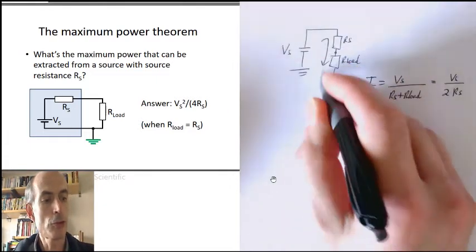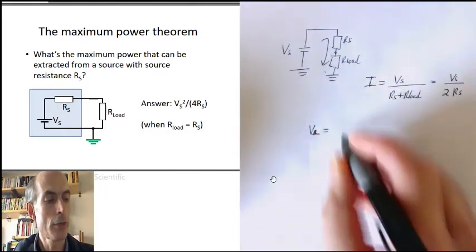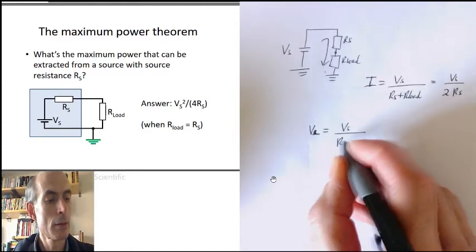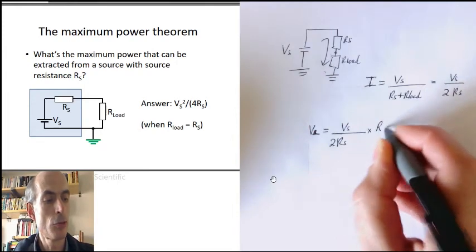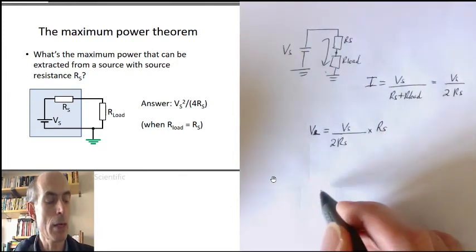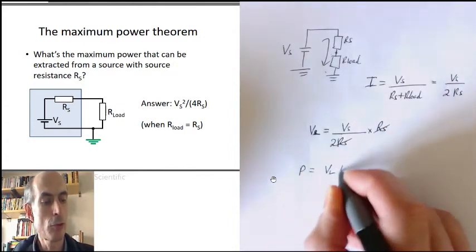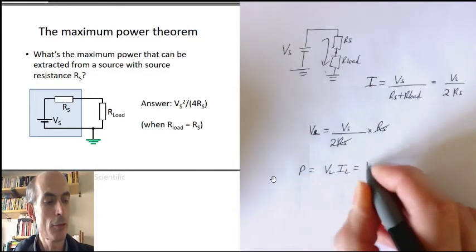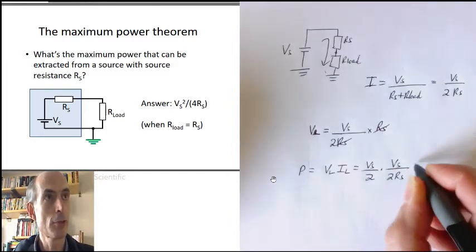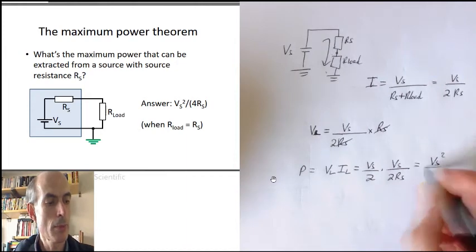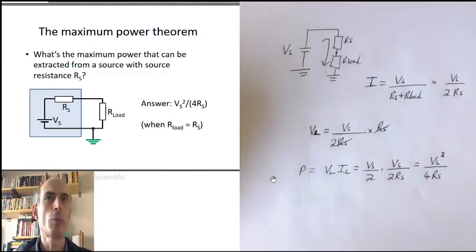The voltage across R load, call it VL, is the current through the load multiplied by the load resistance, which is just equal to Rs for maximum power. So, the power, which is the voltage across the load times the current through the load, is just Vs over 2 times Vs over 2 times Rs. That's just equal to Vs squared over 4 Rs. That's the maximum power we can get.